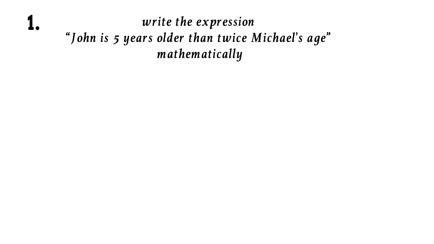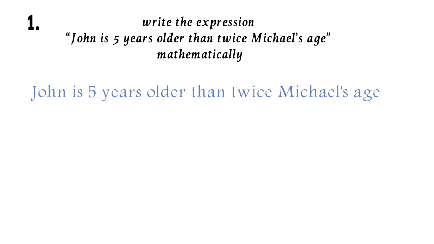Question 1. We are writing the expression, John is 5 years older than twice Michael's age, mathematically. Let's write the expression here so we can easily work with it. Translation of expression is very common on the GED. We will just solve this question and add a link in the description where you can get more information to master it. Please check it out.